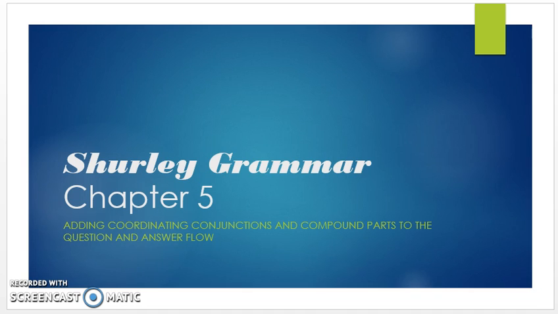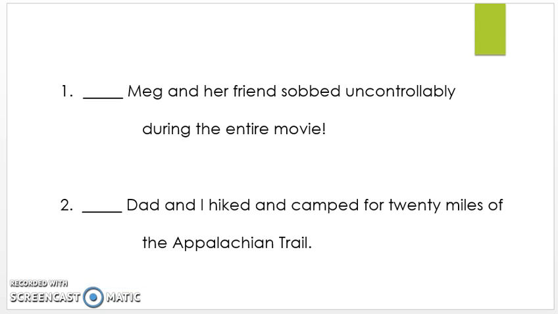All right. Remember your coordinating conjunctions. The most common ones are and, but, and or. But you might also see for, or, nor, or yet. But, and, or are the ones you're going to see the most. All right. So let's see what we have here.